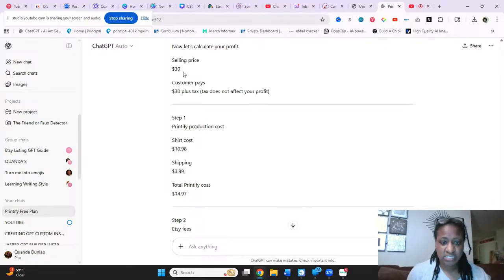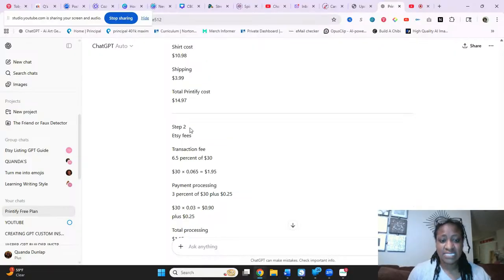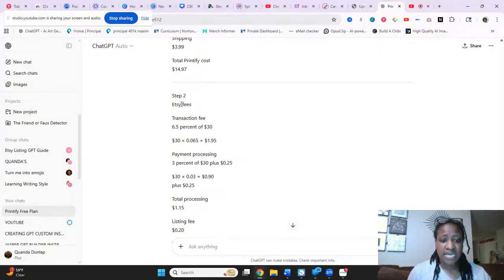Selling at $30, the customer pays $30 plus tax. Printify production costs: shirt costs $10, shipping costs $3.99. Total Printify cost is $14.97. Etsy fees, 6.5% of 30 is $1.95.